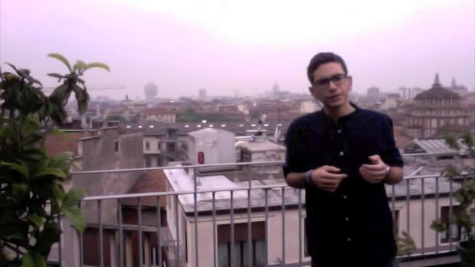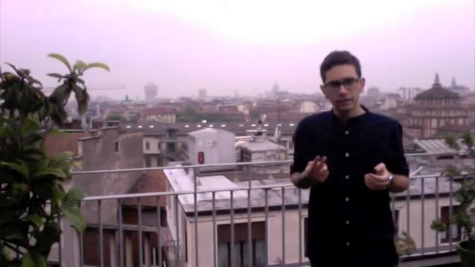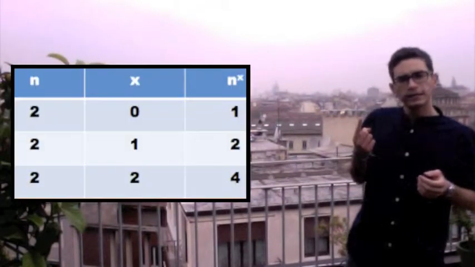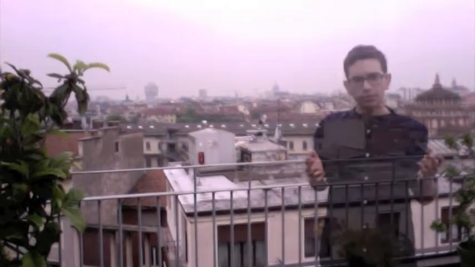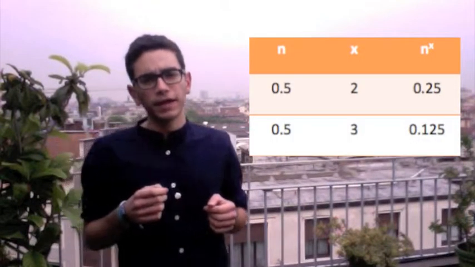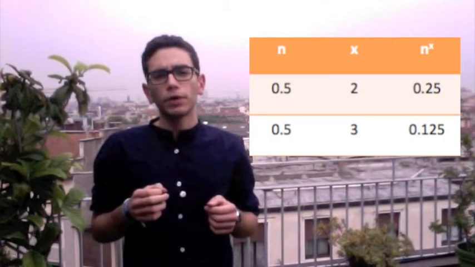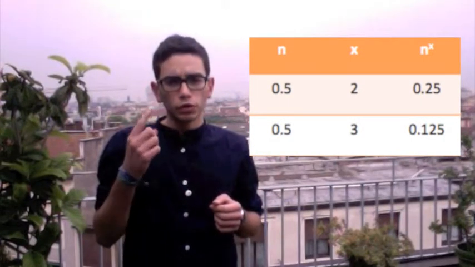For example, if we consider a simple constant like 2 as n, the function will figure 1 when x is equal to 0, 2 when x is equal to 1, and 4 when x is equal to 2. And we could do a lot of examples. On the other hand, if we consider n as a number included between 0 and 1, we will have a decreasing and specular function. For example, if we consider 0.5 as n, the function will figure 0.25 as x is equal to 2, and 0.125 if x is equal to 3, and so on.